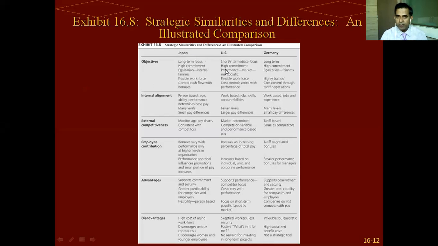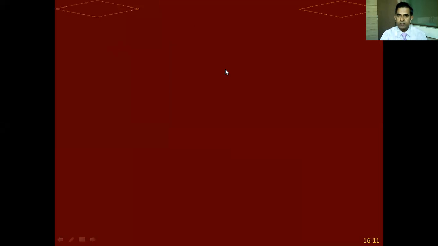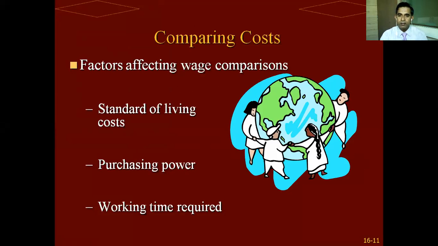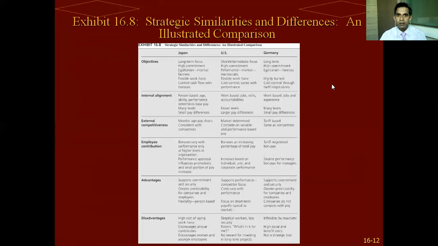So what exactly are we learning? Let me go back one slide. Comparing costs. In this context, we are learning about the strategic similarities and differences between three countries, about the building blocks of a pay model. One of the building blocks of the pay model is the objectives. I hope you can recall.